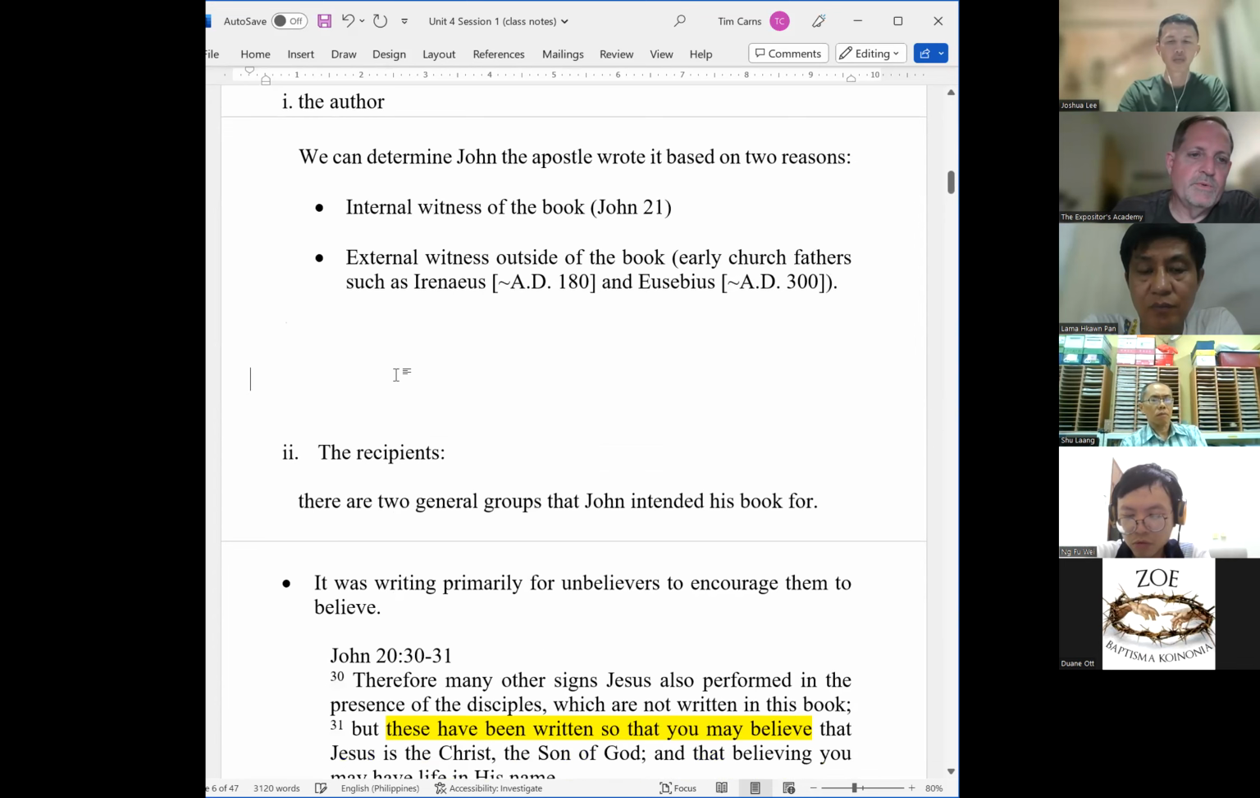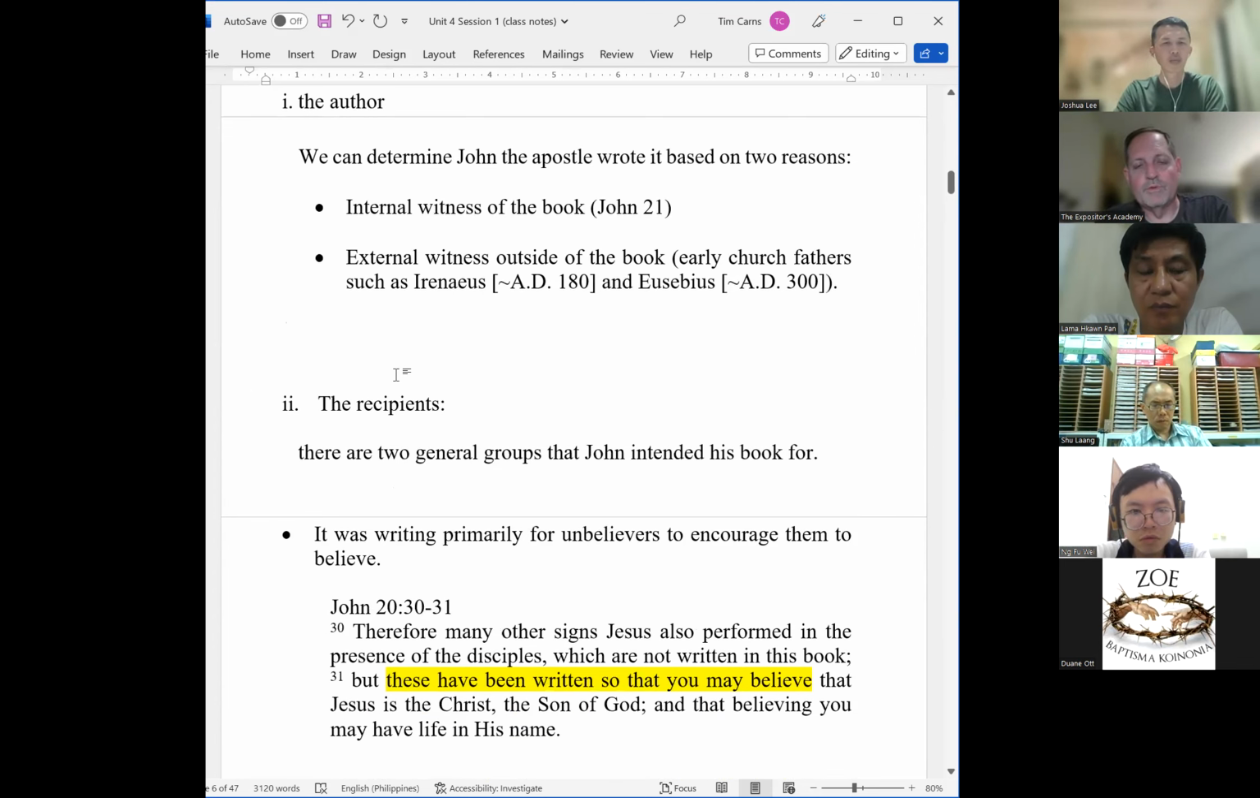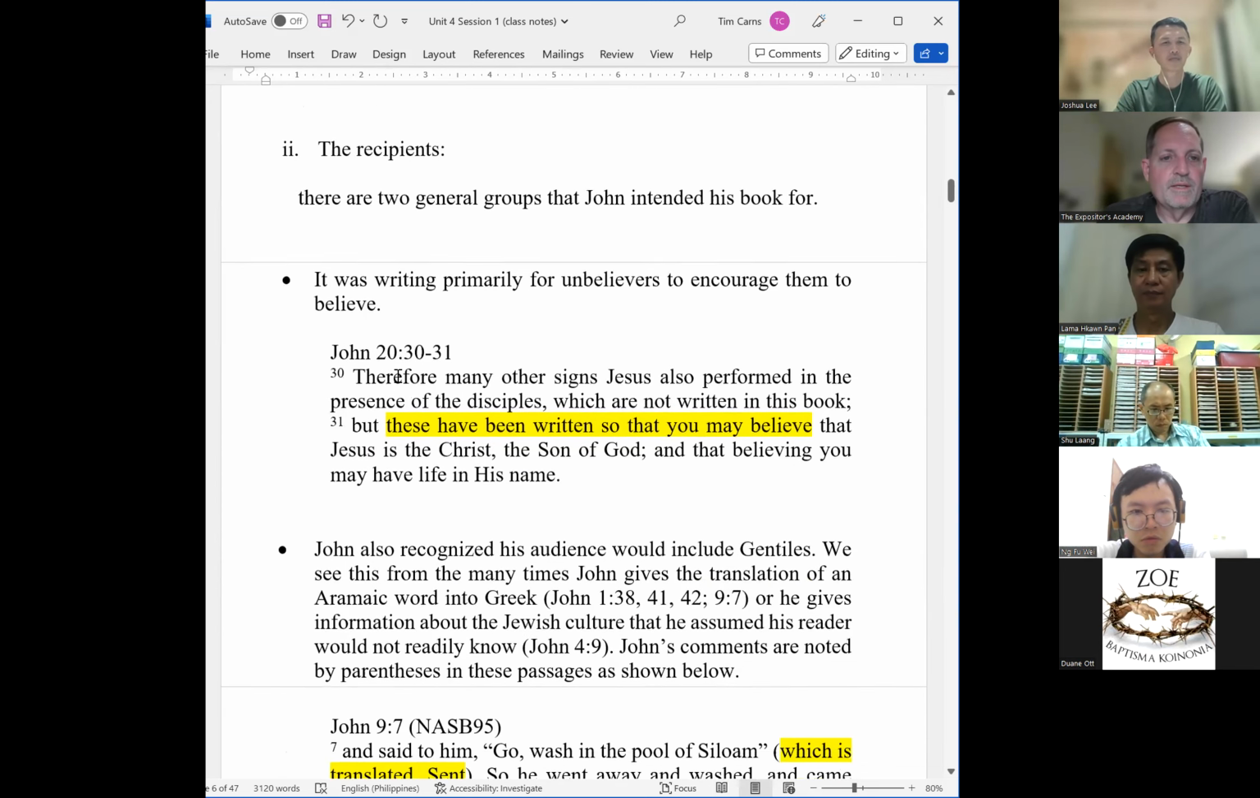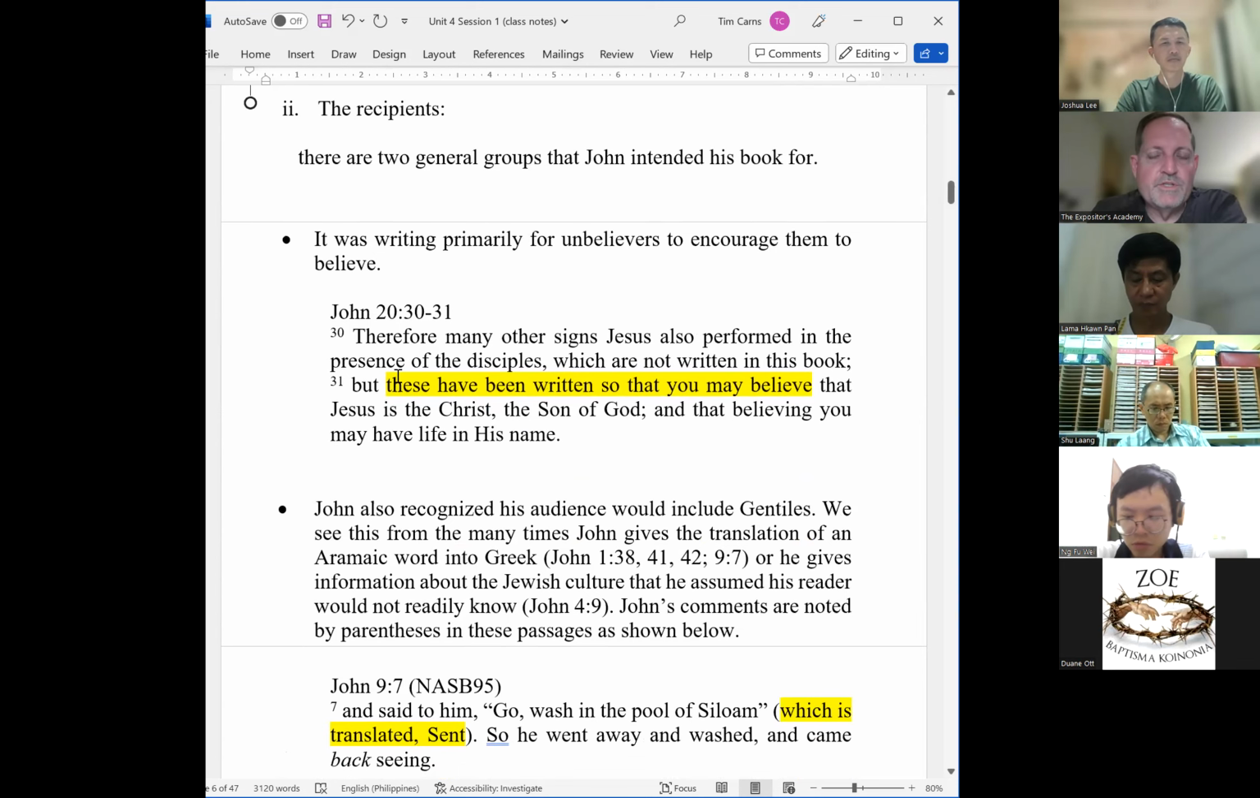The recipients, actually, we can determine just from examining the book. Now, there's not a specific person mentioned, but I think there are two general groups that we see John addressing in this book. The first, and I think primary group, is that John intended this gospel to be evangelistic, right? Notice he says in John 20, these have been written, the stories about Christ have been written in this book, so that you may believe Jesus is the Christ, the Son of God. And believing, you may have life in his name.